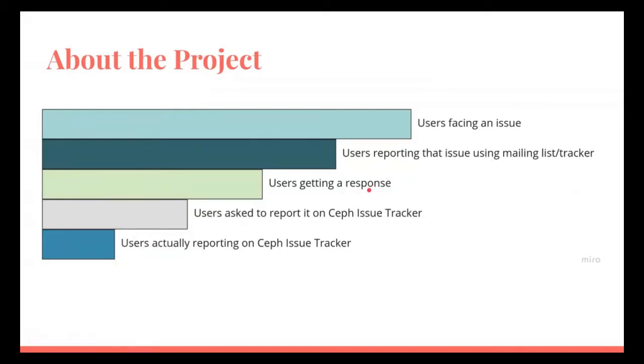a reply back. As we can see in the funnel diagram, out of the users that faced an issue, most of them reached out, but only some of them get a response back, either from the developers or from the users. And even out of those, if the problem is genuine, they are asked to report it on the Ceph issue tracker. But again, some people opt out of doing that due to inconvenience. So at the end, out of the users that face the issue, we don't have a lot of issues reported. So this was the problem statement that we started with.